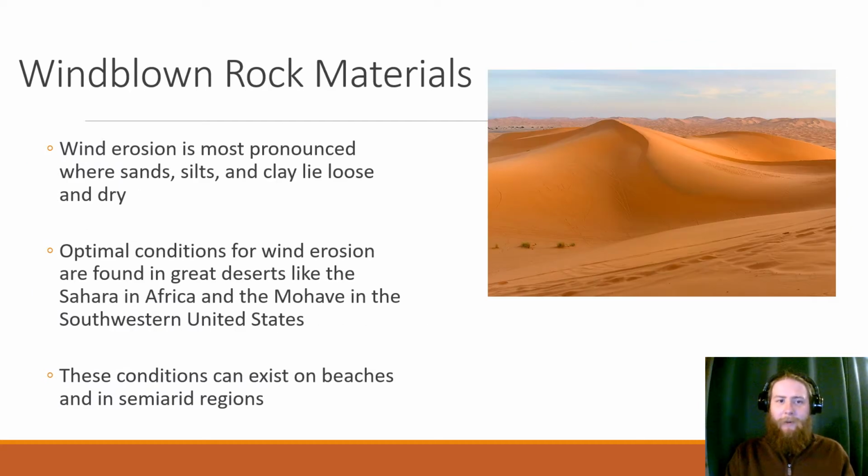All right, so wind-blown rock materials. Wind erosion is most pronounced where we have lots of sand, silts, and clays that are lying loose and dry. Sand, silts, and clays that are wetter aren't picked up as easily. Larger particles aren't able to be carried by the wind. So optimal wind conditions for erosion include areas with large deserts, things like the Sahara in Africa or the Mojave in the southwestern United States. These conditions also exist on beaches or in semi-arid conditions where some times of the year have very little moisture, even though other times might have a lot.